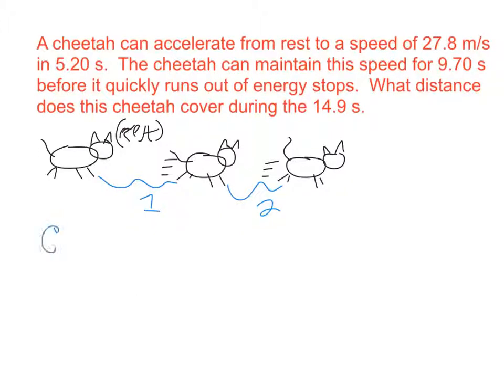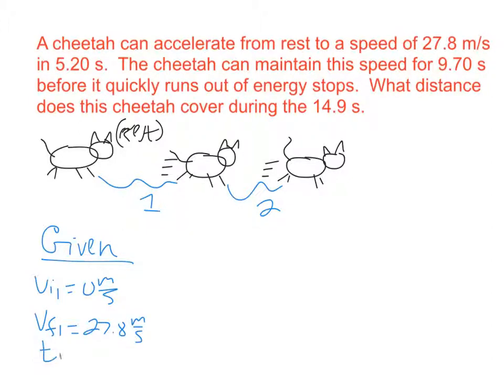If I list what I'm given, we know that the initial velocity in part 1 is rest, so they're starting from 0 meters per second. The final velocity for part 1 is 27.8 meters per second. The time for part 1 is 5.2 seconds. We also know that in part 2, the time for that is 9.7 seconds. And it is maintaining the speed from part 1, so the last speed in part 1, your V final 1, will be equal to V2, 27.8 meters per second.